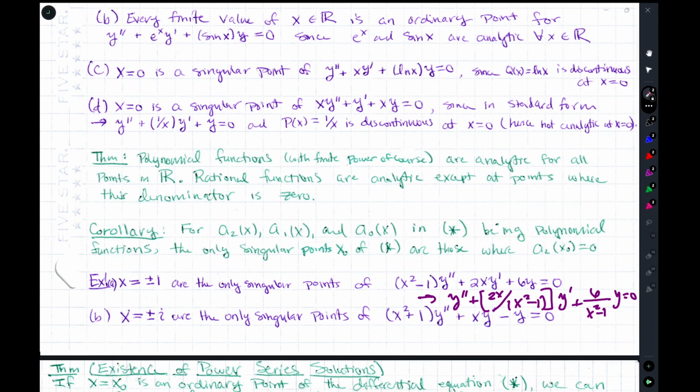And what about this one? Where does this equal 0? It equals 0 at plus or minus i. So plus or minus i are the singular points of this differential equation. They're complex, this is the imaginary number. That's all right. We still include imaginary numbers as part of singular points, and actually it's important, as we'll see with this next theorem.